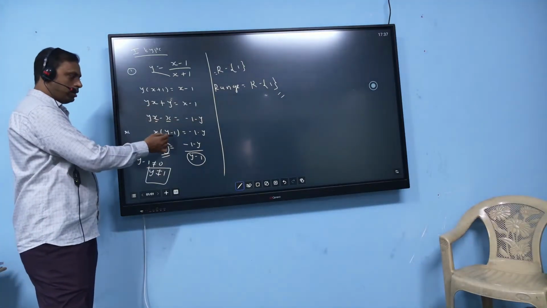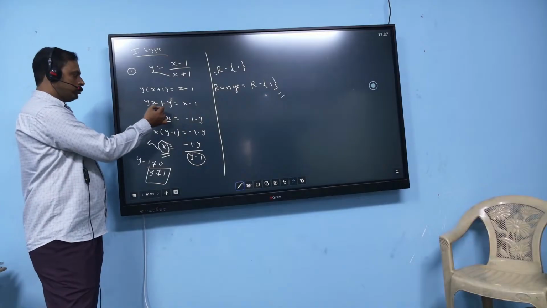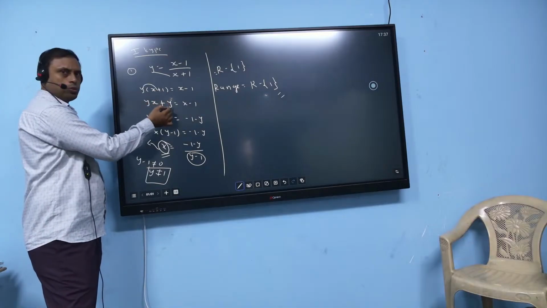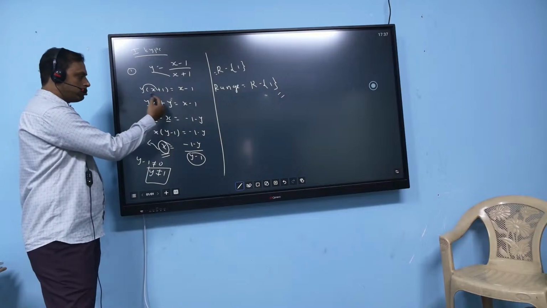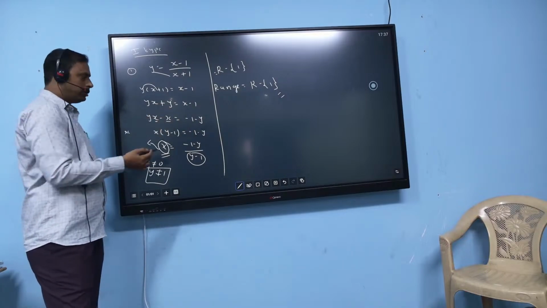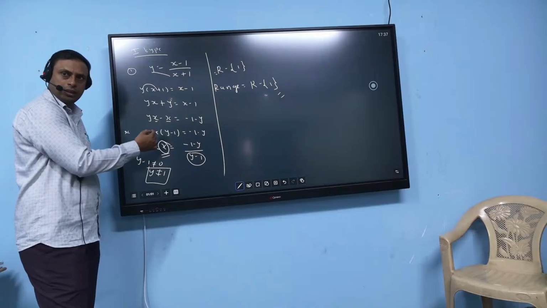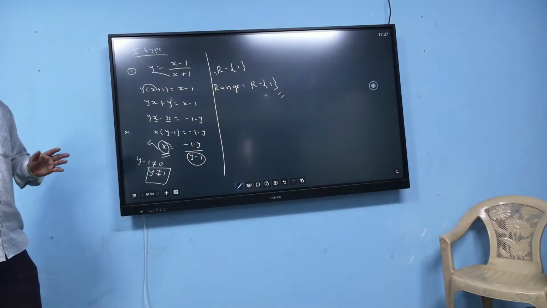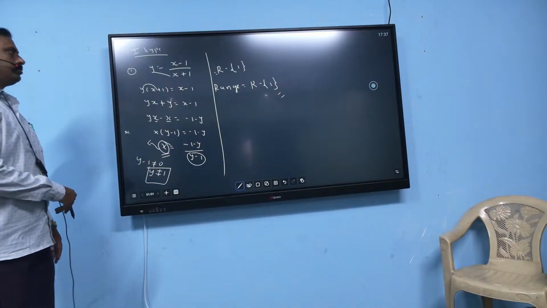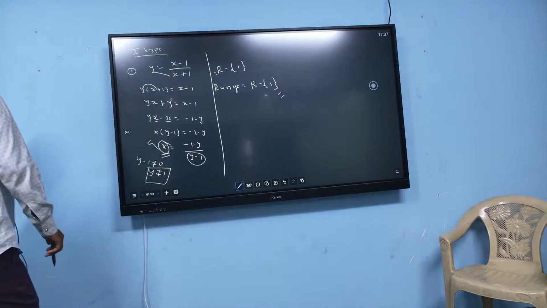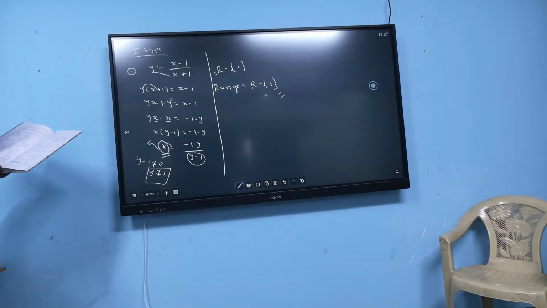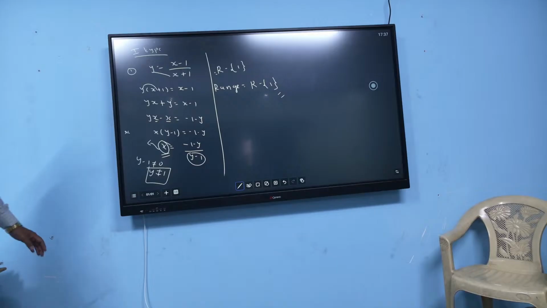Step 1: cross multiply. Open the bracket, y into x, y into 1. Then shift this x to this side, y to that side. Then take x common. Done? Then find out x is equal to. Separate x. We'll move on to next.